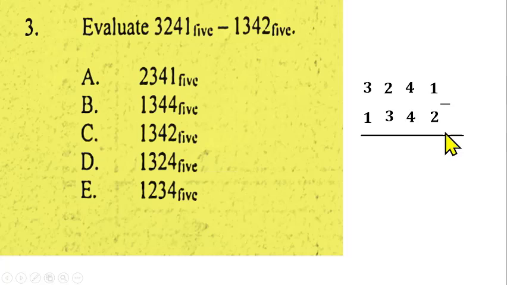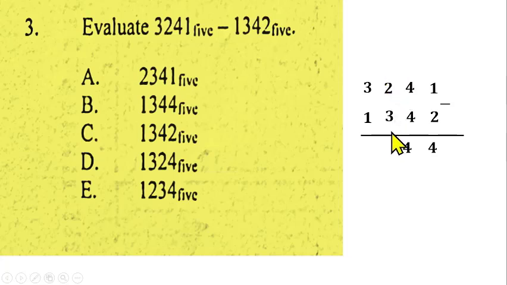1 minus 2 is impossible, so you borrow 1 from the next place to this place, and whatever you borrow is 5. So 5 plus 1 is 6. 6 minus 2 gives us 4. You are left with 3 here. 3 minus 4 is impossible also, so you need to borrow again. What you borrow is 5. So 5 plus 3 gives us 8. 8 minus 4 gives us 4 again. Here we are left with 1.